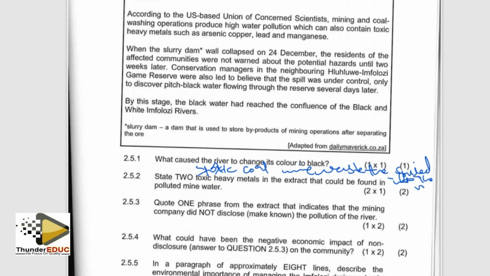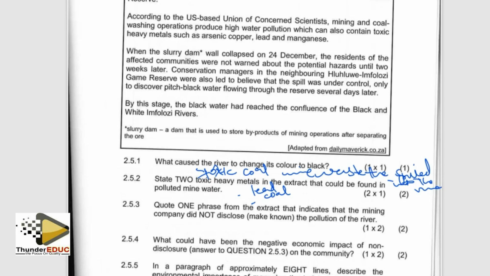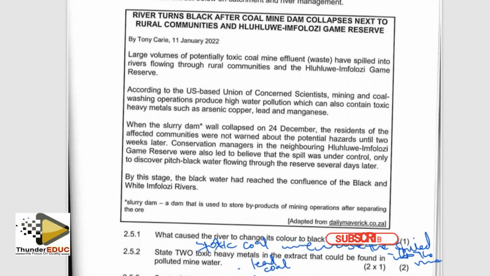So I think the answer is somewhere here in the first paragraph. State 2 toxic heavy metals. So there is lead, there is coal, okay? It's copper. Is coal there? Oh, sorry, I think I haven't seen coal. Oh, coal is there. It's copper, it's coal, it's lead. So all those minerals are here. Copper, coal, lead, manganese, all those ones. The answer is just 2 marks. So I'll just take 2.